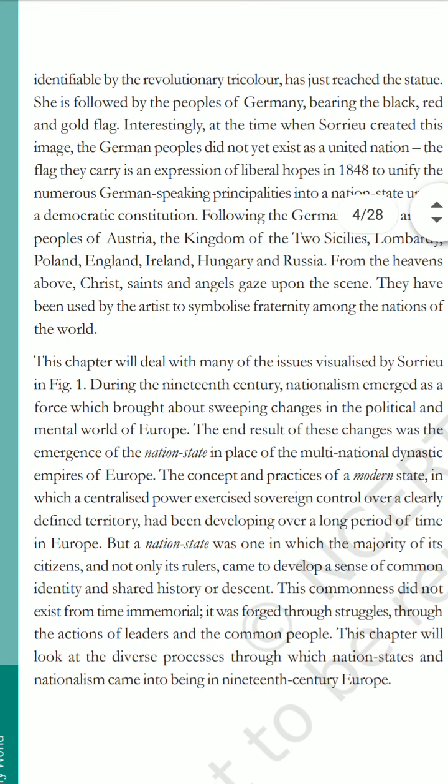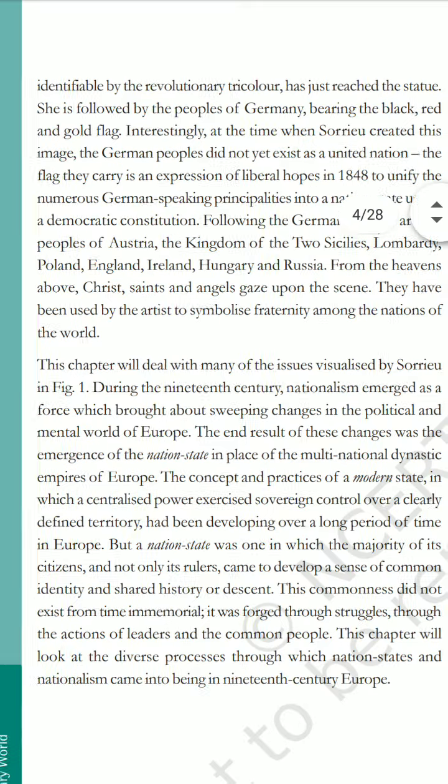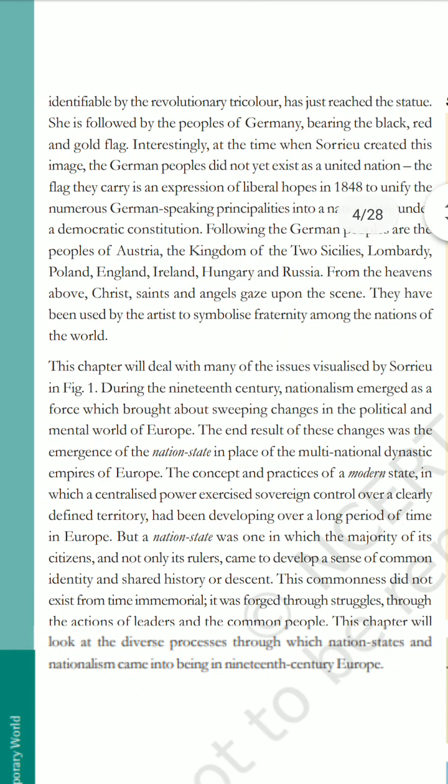She is followed by the people of Germany bearing the black, red, and gold flag. Interestingly, at the time when Sorrieu created this image, the German people did not yet exist as one united nation. The flag they carry is an expression of liberal hopes in 1848 to unify the numerous German-speaking principalities into a nation state under a democratic constitution.